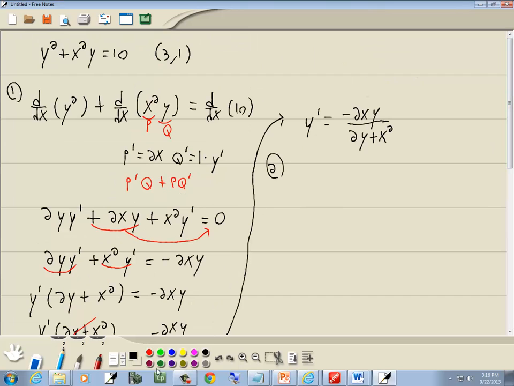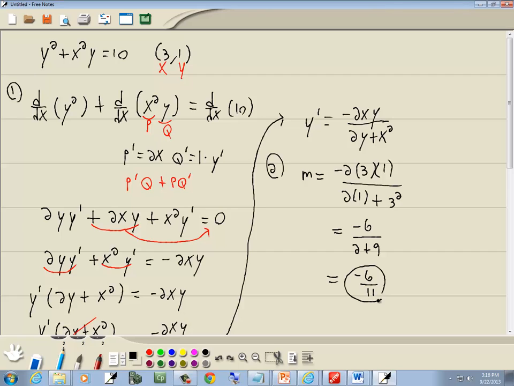Now step 2 was plug in the x part of our point, but now we have to plug in our x and our y. So I'll plug 3 in for x and I'll plug 1 in for y. Also change our derivative notation to m. So we got negative 2 times x, which is 3, times y, which is 1, over 2 times y, so 2 times 1, plus x squared, so plus 3 squared. Well, that gives us negative 2 times 3 is negative 6. 2 times 1 is 2, plus 3 squared is 9, which gives us negative 6/11. And that's our answer.